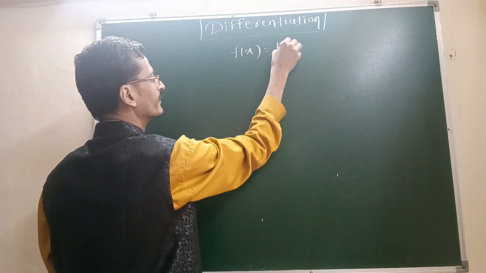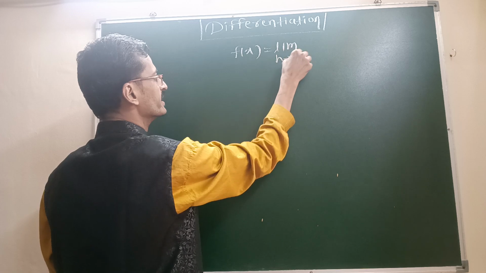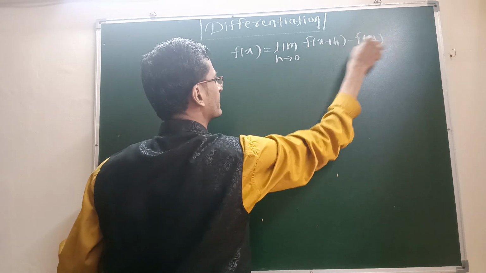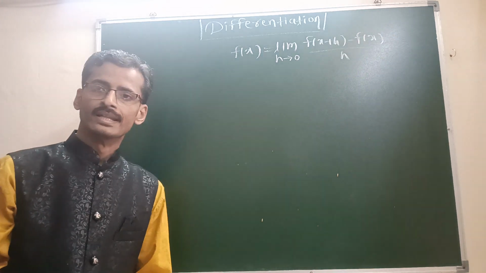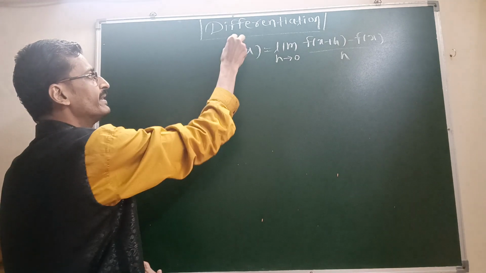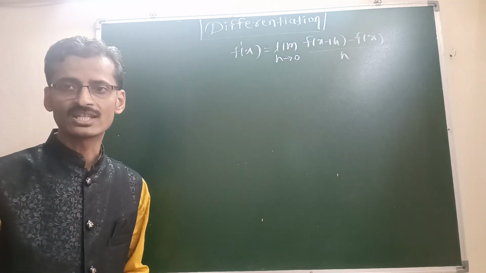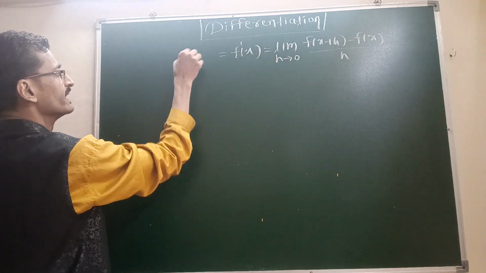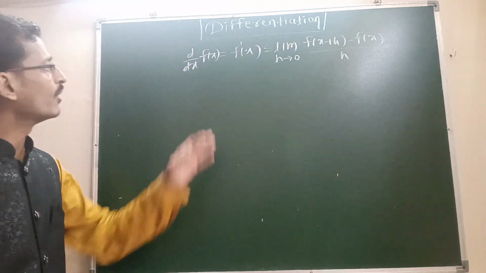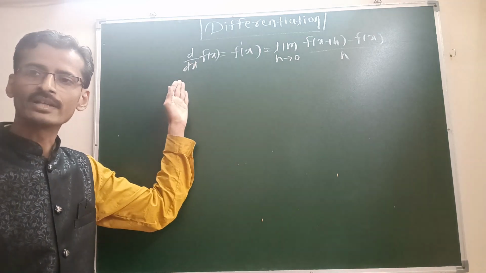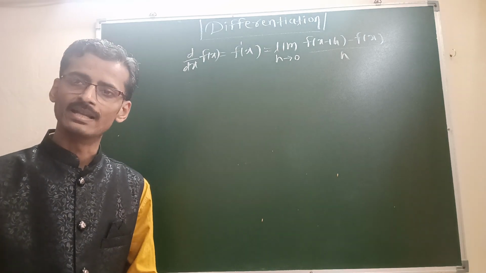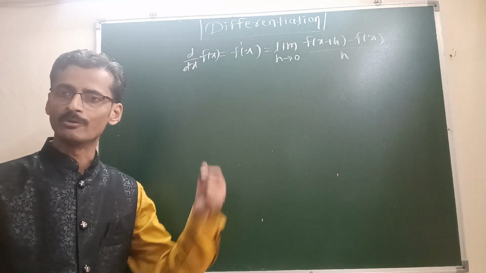So we know the formula of that: limit h tends to 0, f(x+h) minus f(x), upon h. This limit, if it exists, we write as f'(x). F'(x) means it is d/dx of f(x). So the derivative of the function with respect to what? x. So this method we call the first principle method. So we know how to find the derivative by that.